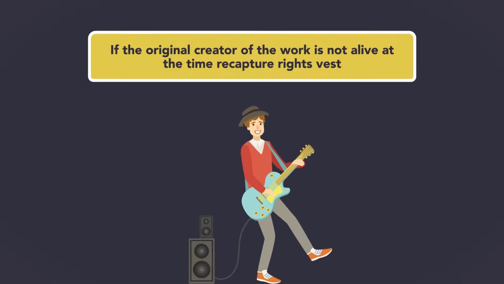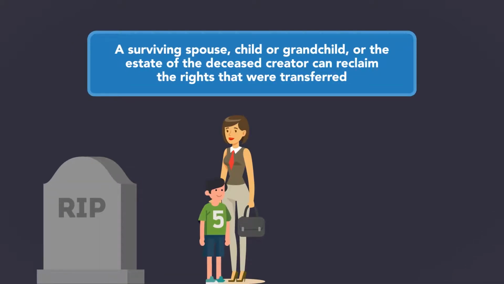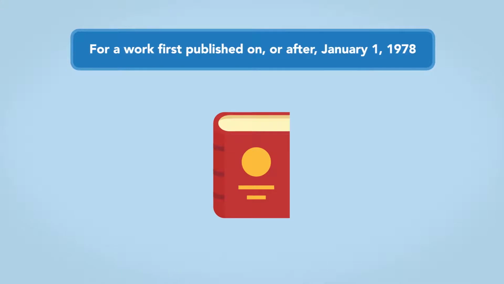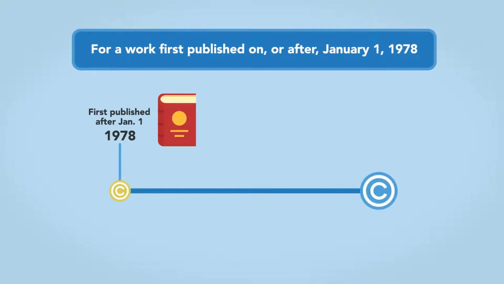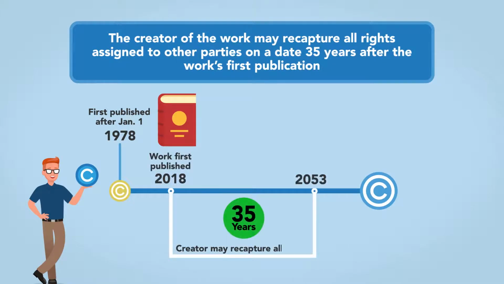If the original creator of the work is not alive at the time recapture rights vest, a surviving spouse, child or grandchild, or the estate of the deceased creator can reclaim the rights that were transferred. For a work first published on or after January 1st, 1978, the creator of the work may recapture all rights assigned to other parties on a date 35 years after the work's first publication.